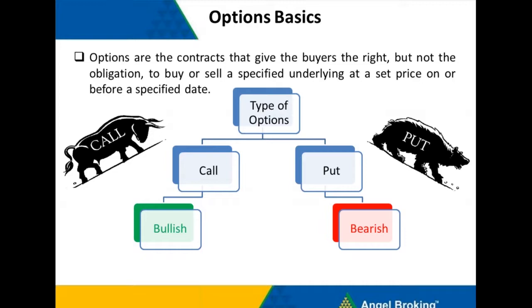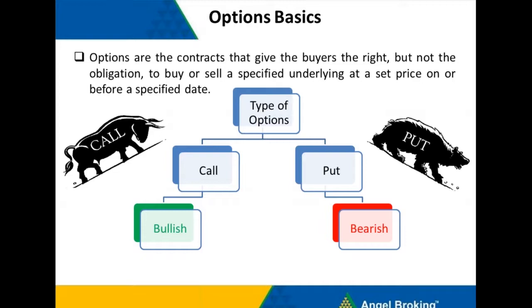So generally, options, by the word itself, refers that it's not an obligation. Any trade to happen has to have a buyer and a seller. Then only the trade gets executed. In terms of options, there are two types: a call option and a put option. If you are bullish on the market, you will be buying a call option. But if you are bearish on the market, you will be buying a put option.